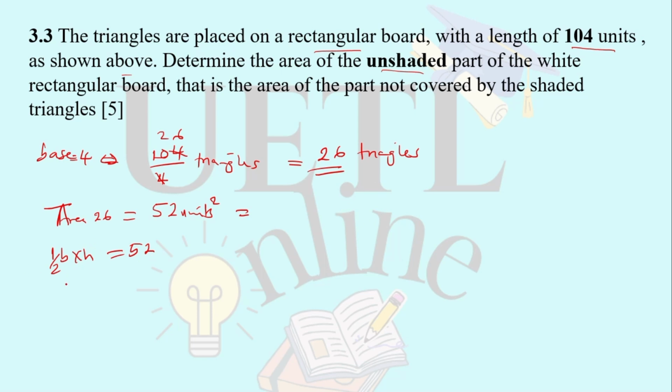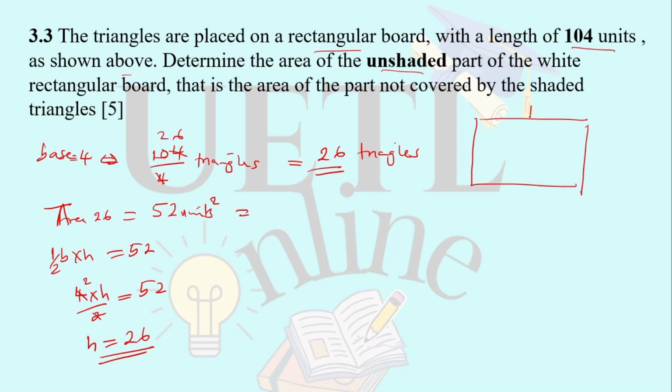Our base, we know that it doesn't change. It was 4. So 4 multiplied by our height over 2 is going to give us 52. If we divide, we are going to get 2, and we're going to know that our height was 26. So the height of that rectangle was 26, and the length was 104. As easy as that.